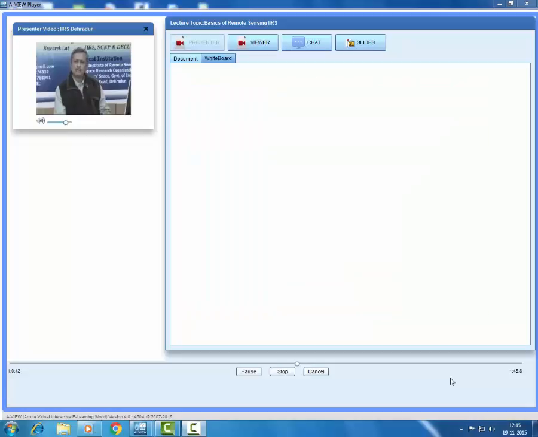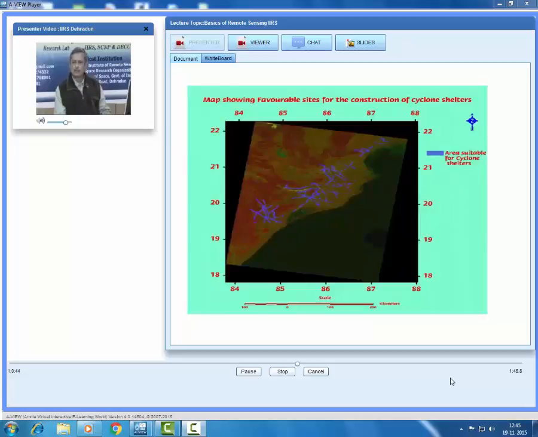Also, you can find out the suitable site for a cyclone shelter. When there is a cyclone and there is a storm surge, what are the areas where water may not reach? Those areas are suitable for construction of the cyclone shelter. So that type of study you can also do.